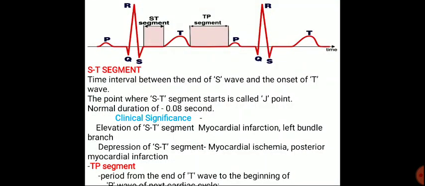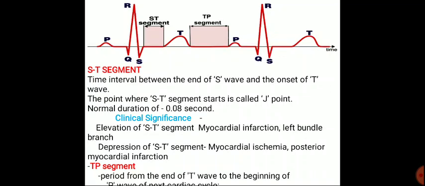Now we come to the segments. Segment is a straight line connecting two waves. So ST segments are there, TP segments are there. ST segment is the time interval between the end of S wave and the onset of the T wave. The point where ST segment starts is called the J point. We already discussed what is the J point. Clinical significance: elevation of ST segment, myocardial infarction, left bundle branch block. Depression of the ST segment, myocardial ischemia, posterior myocardial infarction.